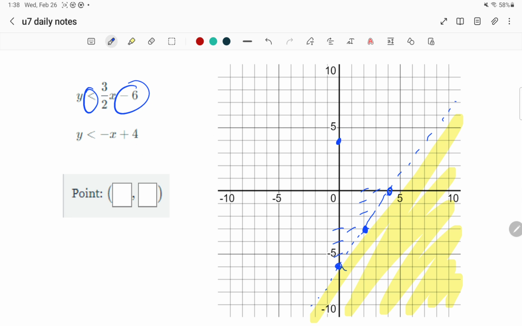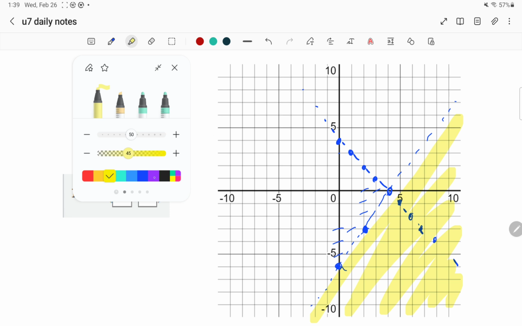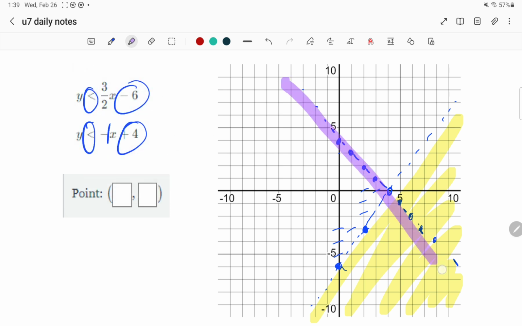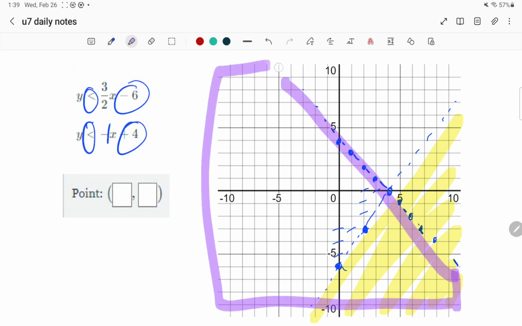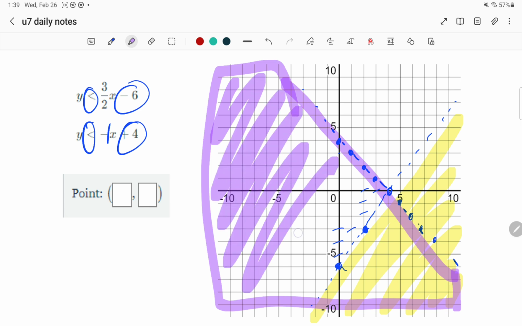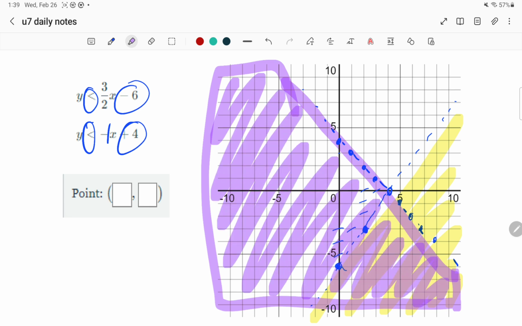Put a point on 4 because that's my y-intercept. My slope is -1. Down 1 over 1, down 1 over 1, like that. Again, this is a less than sign, so it's a dotted line. And I'm going to shade below. I'm going to do it with a different color to show. Okay.